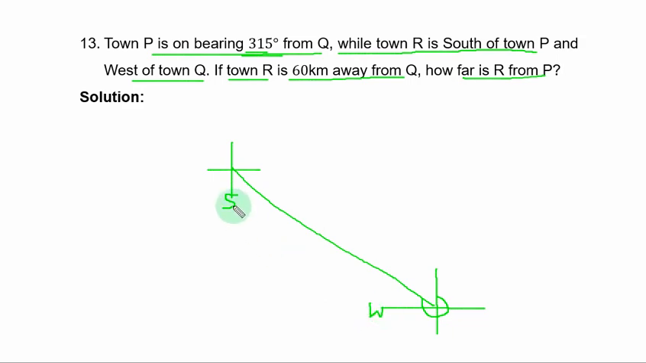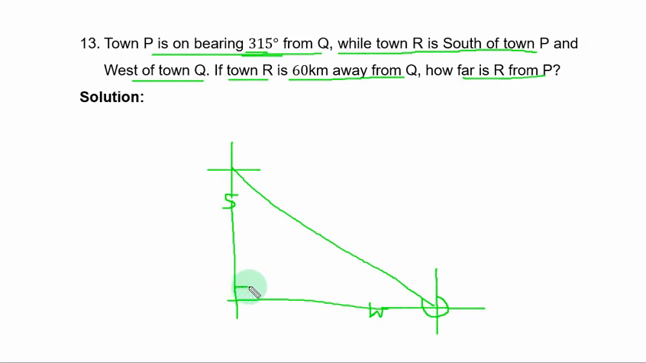So town R must be somewhere here. This is where town R should be. Town R should be south of P and west of Q. The distance between R and Q is 60 kilometers. All right, this is one quadrant.